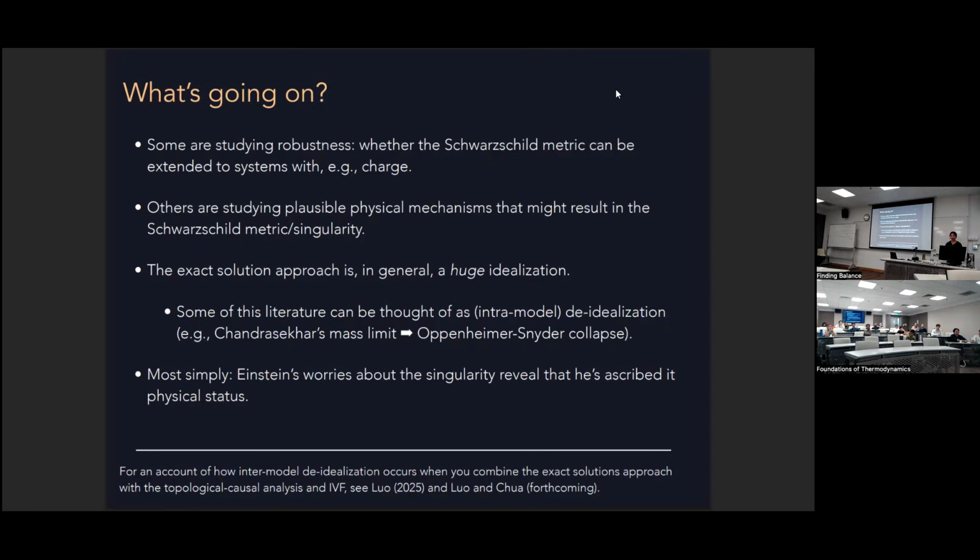And I'll just note that depending on how you want to understand what role exact solutions are playing in this story, if you think about them in relation to other approaches like topological causal analysis or initial value formulation, you can see them as all doing a de-idealization together. So again, here I'll point to Eugene's dissertation work on understanding how to combine these approaches as all giving you a kind of de-idealization.